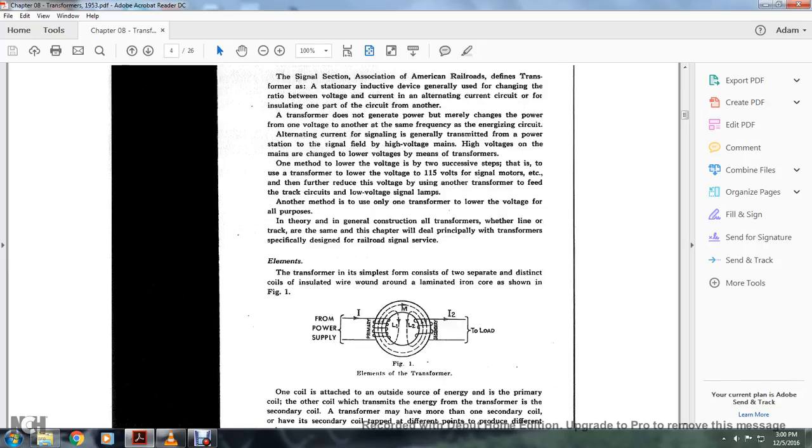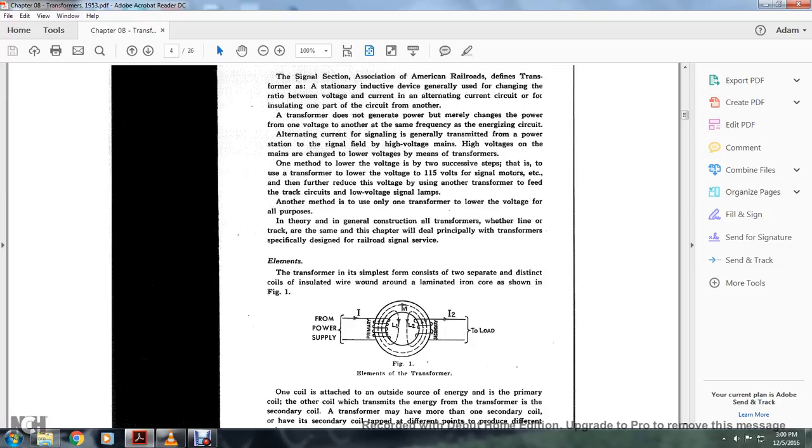The Signal Section, Association of American Railroads, defines the transformer as a stationary inductive device generally used for changing the ratio between voltage and current in an alternating current circuit, and for the insulation of one part of the circuit from another. A transformer does not generate power but merely changes power from one voltage to another at the same frequency as the energized circuit. Alternating current for signals is generally transmitted from a power station to the signal field with the high voltage mains.